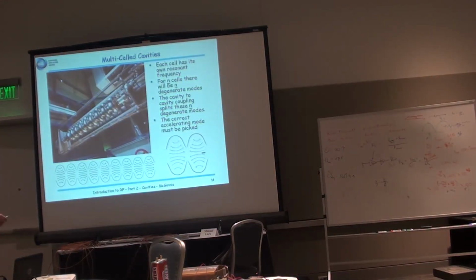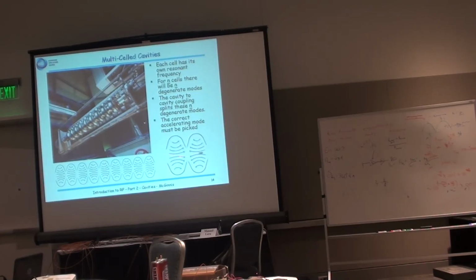Okay, in multi-cell cavities, each cell has its own resonant frequency. So for n cells, there are going to be n degenerate modes. The coupling between the cells splits the degenerate modes. So if you have an ILC cavity which has 9 cells, you're going to have 9 different modes in this cavity. People that worked at Fermilab, where they see the long structures of cavities, know there are many modes in those things. Only one mode is going to be right, which is the pi mode that most people want to operate in.